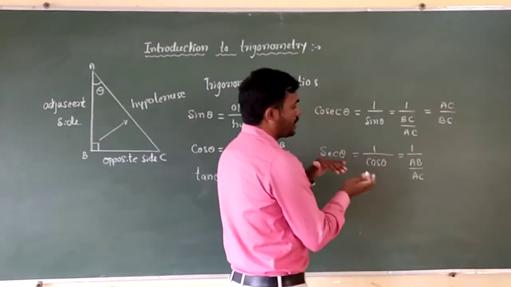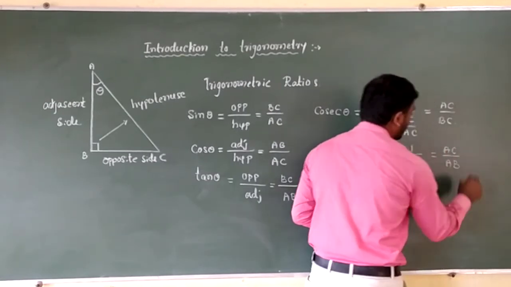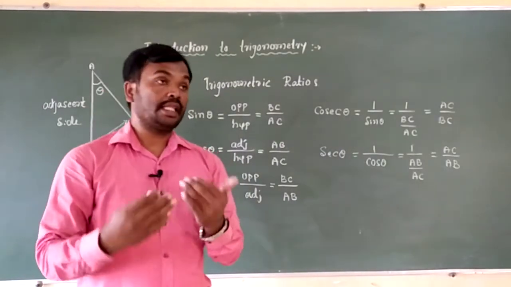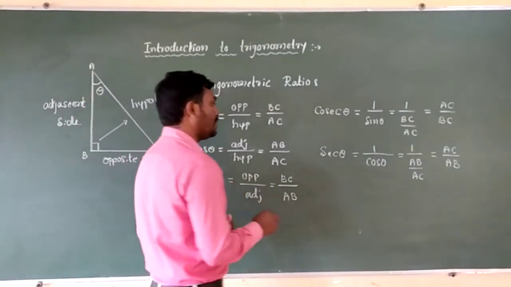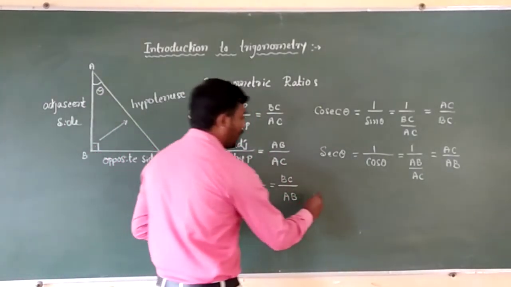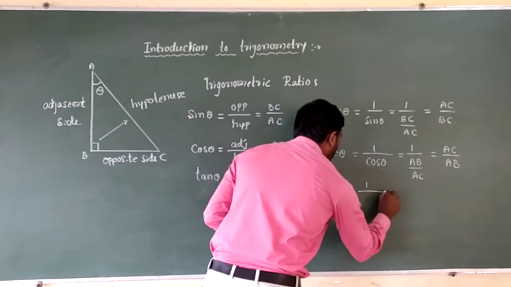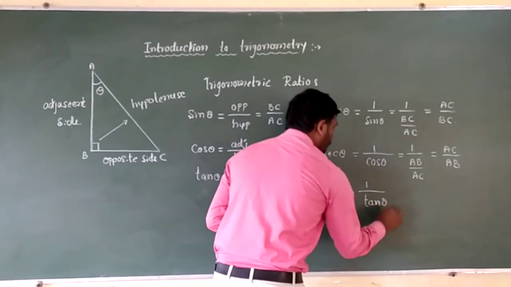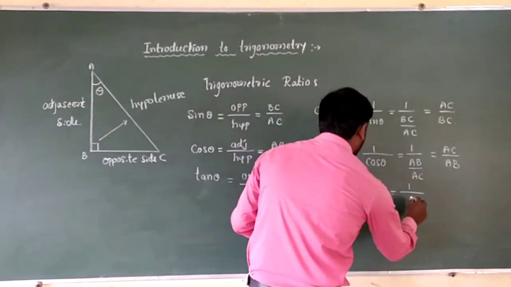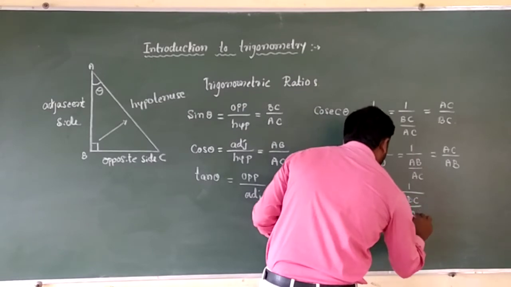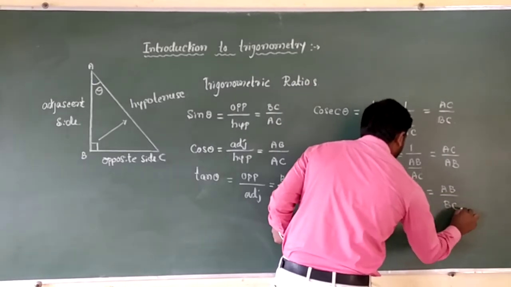1 by AB by AC. Take the reciprocal of this one, this becomes AC divided by AB. It means sec theta is hypotenuse divided by adjacent side. If we take the reciprocal of tan, then it becomes cot. It is called cot theta. So cot theta is equal to 1 divided by tan theta. So 1 divided by tan theta is what? Opposite by adjacent. Here BC by AB. So this is equal to AB divided by BC.